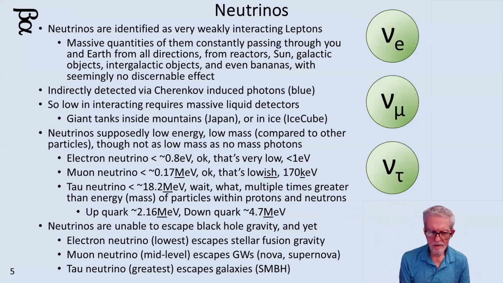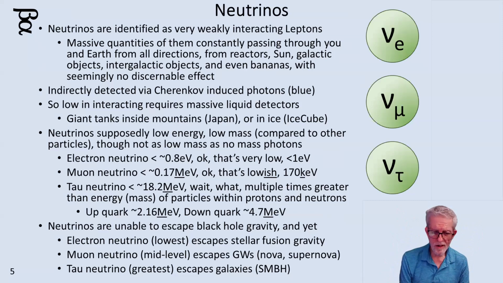They'll tout neutrinos as being very low energy, very low mass compared to other particles, very weakly interacting. And they're certainly not as low mass as photons, which have no rest mass. But the three different flavors or kinds of neutrinos, the first is an electron neutrino, and it has an energy of 0.8 electron volts. Okay, that's very low. That's less than 1 electron volt. But the muon neutrino is a little more energetic. It's 0.17 million electron volts. That's kind of a leap up there. But if you put it in the correct units of measure, since it's fractional, it should be 170,000 electron volts. That sounds like a bigger number. It's just how human brains work.